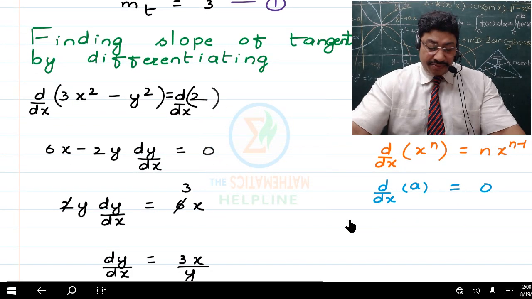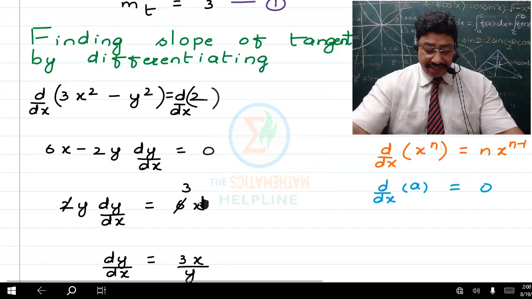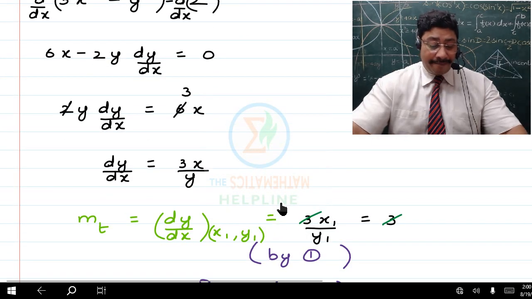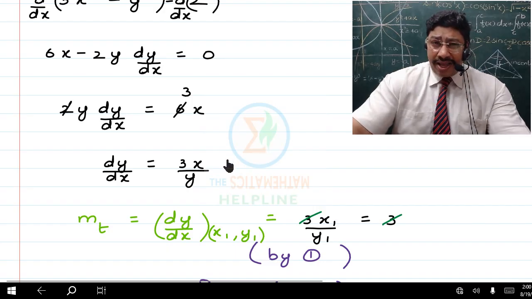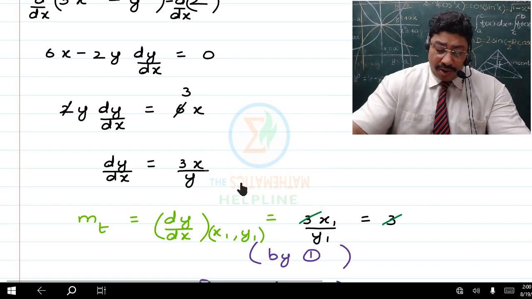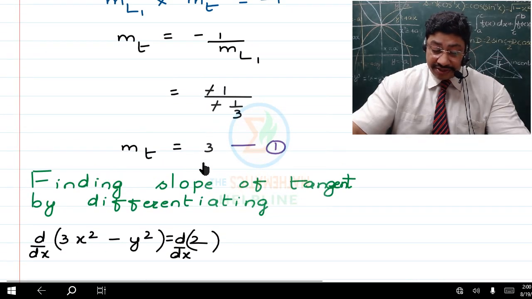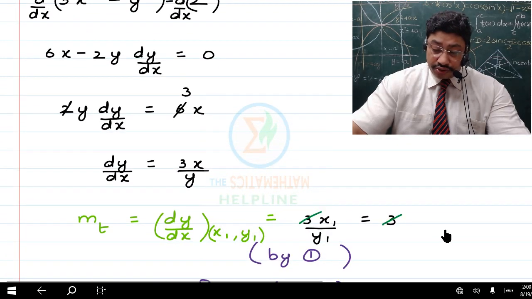Now further, next what we do is we cancel off this 2 with 6 3 times. As such, we get the value of dy upon dx to be 3x upon y. But actually, as this gives us the slope of the tangent where the point is some x1 comma y1, when we substitute this x1 and y1, we will get 3x1 upon y1. Now this is the slope of the tangent, and the slope of the tangent has already been found out to be 3, so we keep that value.